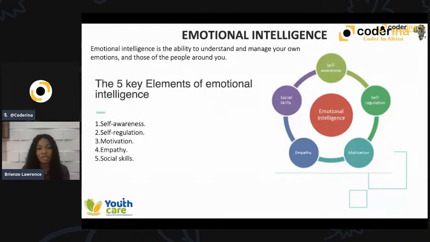But for this session today, we're going to be covering self awareness, although over the next 5 weeks, we will be covering every single one of them. For today, we're going to focus on self awareness. What is self awareness? How do you become self aware? What are the things that you can do that would help you develop your self awareness?